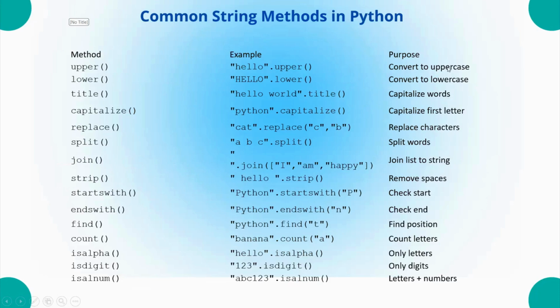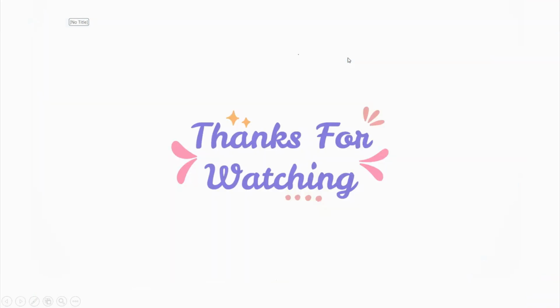These are some examples of methods. Upper converts text into uppercase. Lower converts to lowercase. Title capitalizes the first letters only. Replace replaces the characters. Split splits the words. Join joins a list into a string. Strip removes the spaces; if you want to remove spaces in the string, you can use the strip method. Startswith checks the start, endswith checks the end, find, count. All these are examples of common string methods in Python.